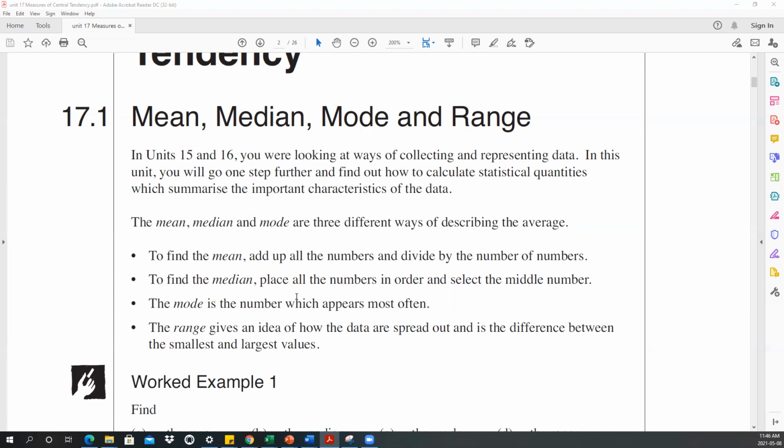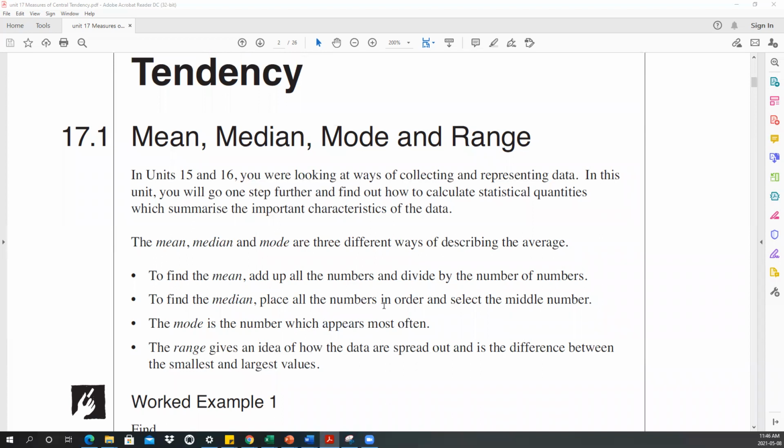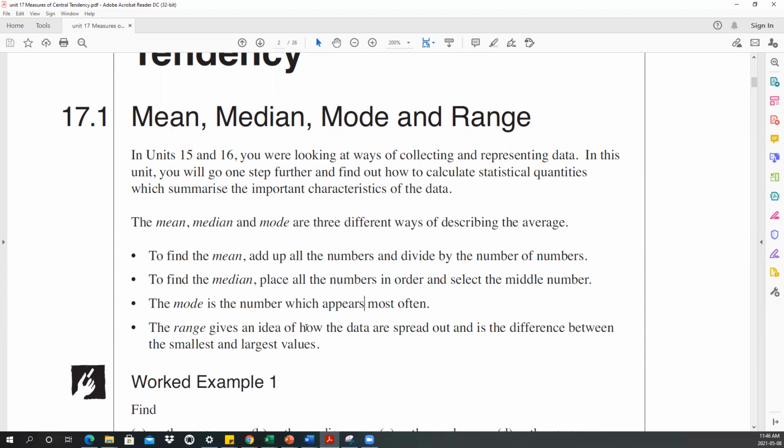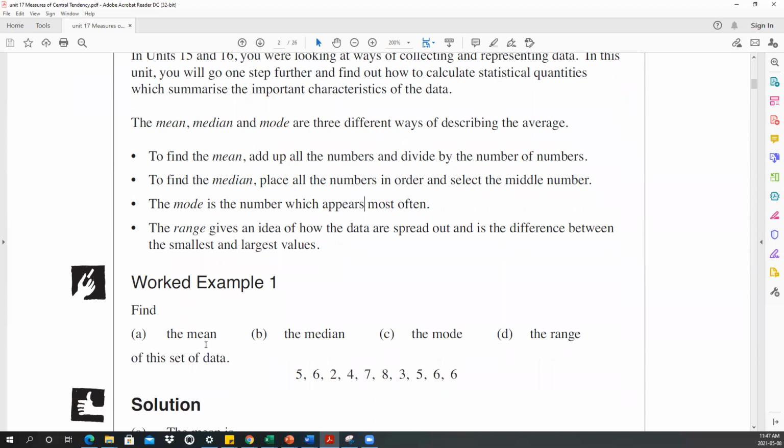To find the median is to place all the numbers in order and select the middle number. This is very important. This part about placing the numbers in order, some people think that you can just see some numbers and pick the middle one. No. You have to put it in order, ascending or descending. The mode is a number which appears most often, straightforward. So in a set of numbers, if one of the numbers appears more than the other numbers, then that will be a mode. And the range gives an idea of how the data are spread out, and it's the difference between the smallest and the largest values. And that's basically it. So the difference between the smallest and largest value is the range.